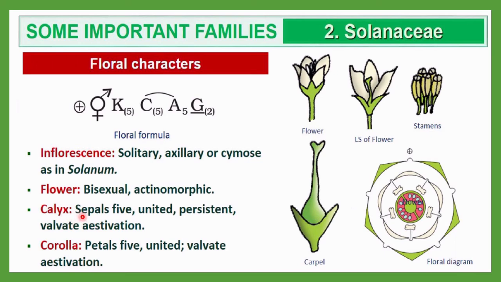Calyx here is sepals 5. Here you can see in the floral diagram 1, 2, 3, 4 and 5. All these are sepals and the number of sepals is 5. Here you can see it is fused, and that's why it is written in the bracket 5. All are united. Persistent, valvate aestivation. As this link is there, it shows that it is fused, and that's why the bracket is given in the case of calyx. Then it is persistent, and the aestivation type is valvate. So valvate aestivation you will observe here.